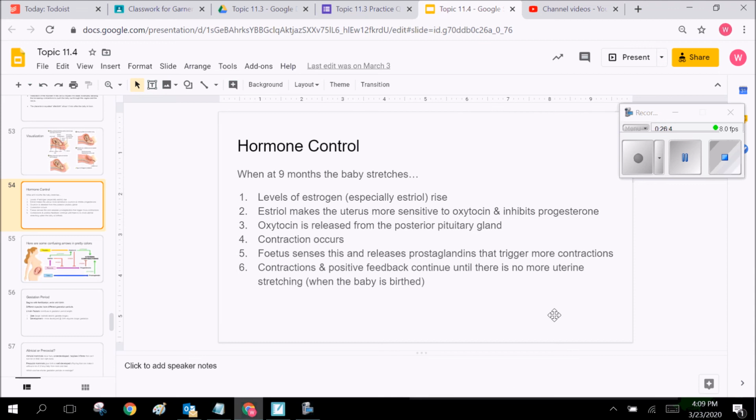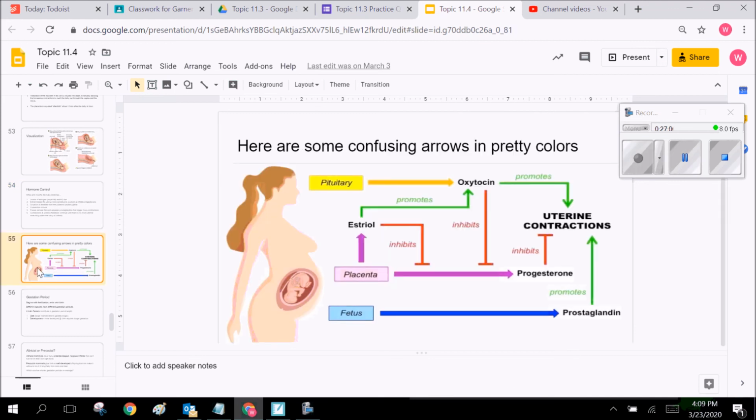Oxytocin is released from the posterior pituitary gland inside your brain. Contraction begins, the fetus senses this, and is actually going to release more hormones called prostaglandins that are going to trigger more contractions, and this is going to lead to positive feedback until the baby is birthed. Here's a fun and confusing diagram for you to go through, and pause the video and take a look at how all this happens.